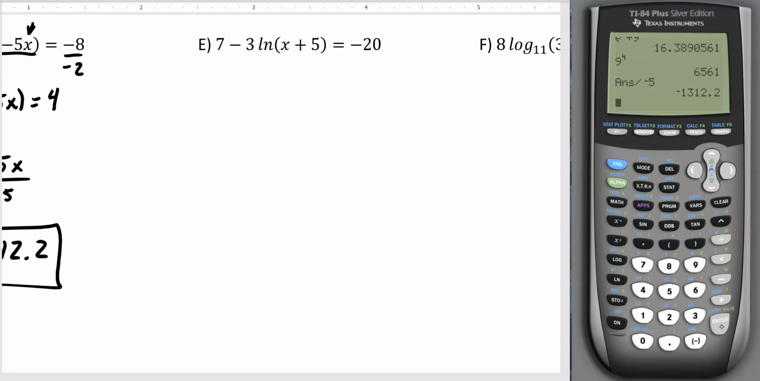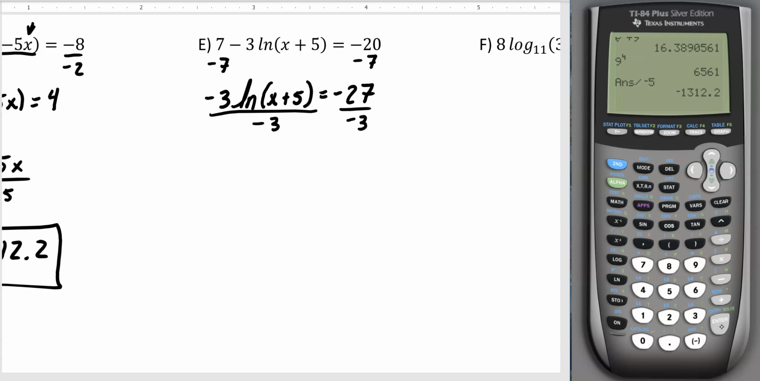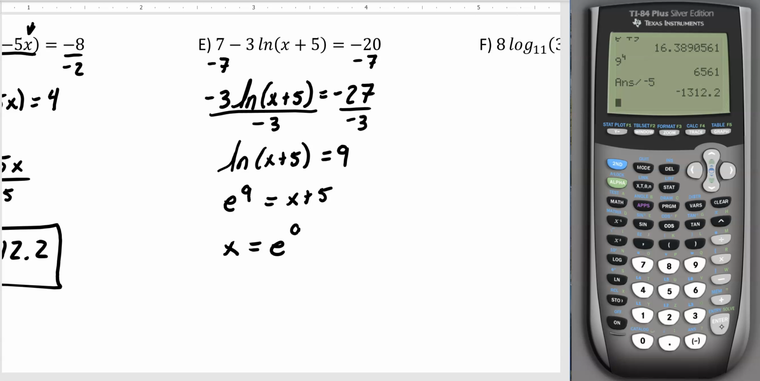Let's look at letter E. I need to start by subtracting 7 from both sides. When I do that, I get negative 3 natural log of x plus 5 equals negative 27. I'm going to divide by negative 3, so I'll have the natural log of x plus 5 equals 9. Here I can say e to the 9th equals x plus 5. Subtract 5, so x equals e to the 9th minus 5.